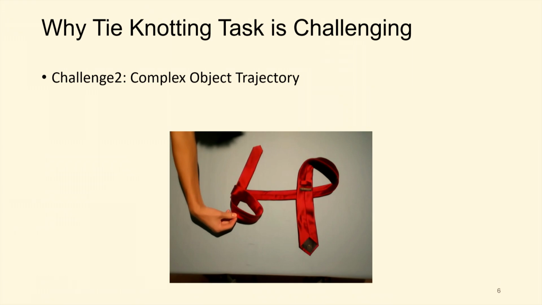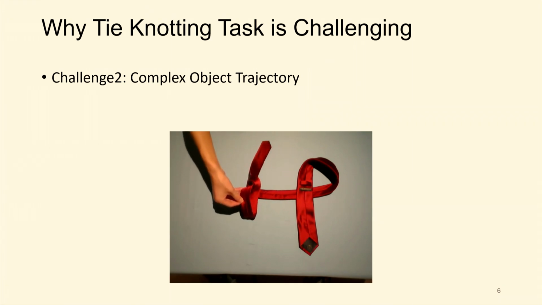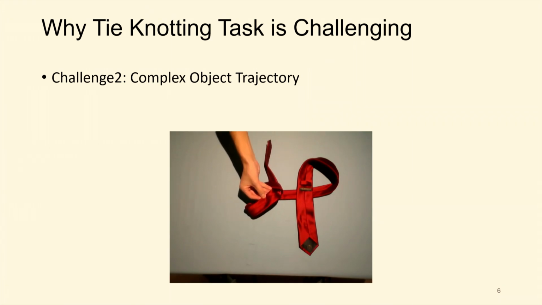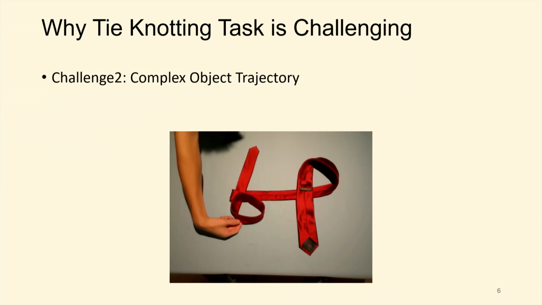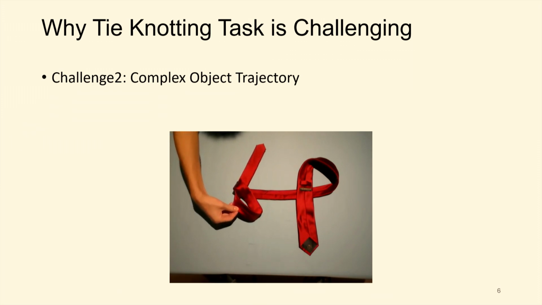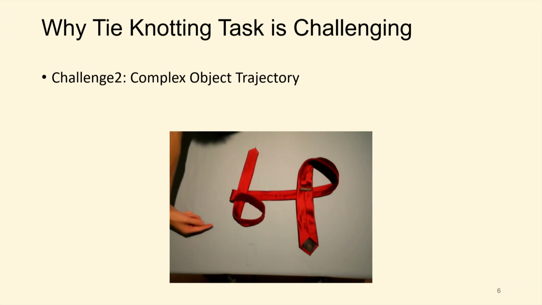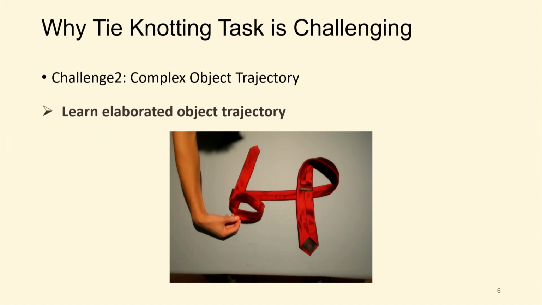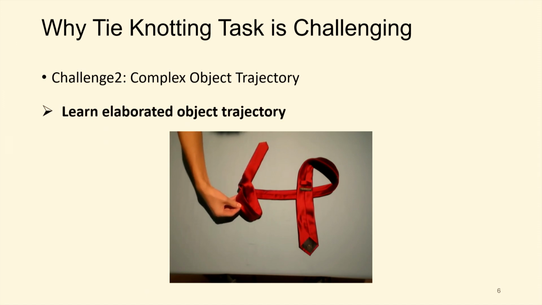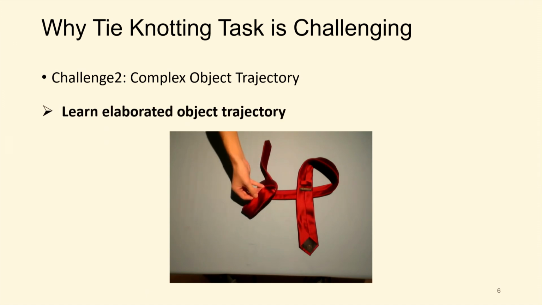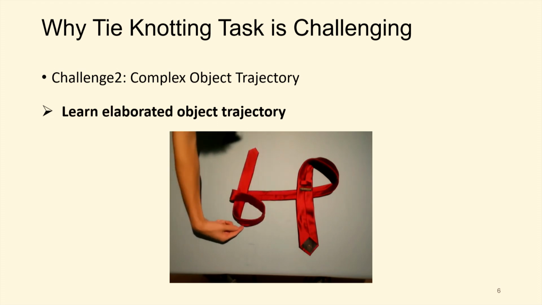The second challenge is its complex trajectory. As you can see in this example, if we want to rotate and lift up this part of the tie, the hands need to move along a specific trajectory instead of a straight line to accomplish this action. Therefore, the desired learning framework needs to learn elaborate object trajectories to know how to manipulate this object.